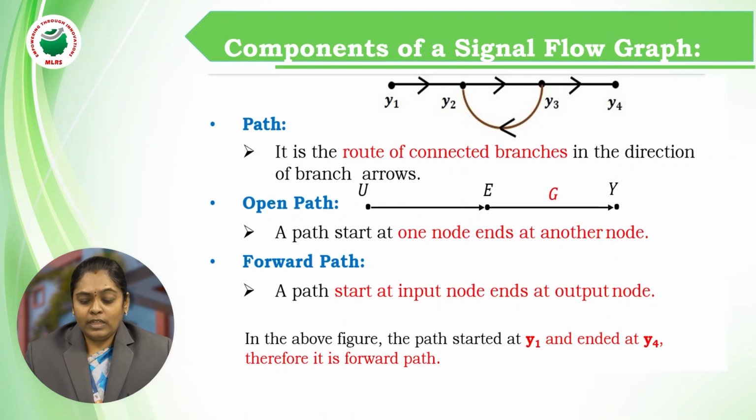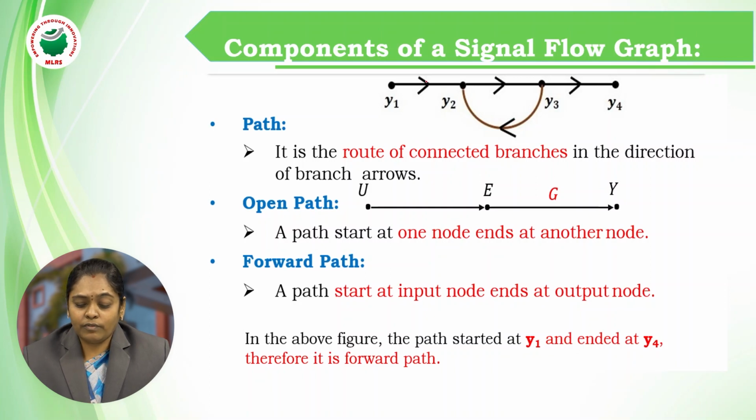So the next component is a path. It is a route of connected branches in the direction of branch arrows. So here path is nothing but, in simple words we can say that how the signal is going to be transforming from one node towards the other node is nothing but called as a path. In this path, the direction gives a very significant role in which it will show whether it is entering into the node or leaving of the node. That is the reason it gives the clear-cut idea how the signal is moving from one node towards the other node.